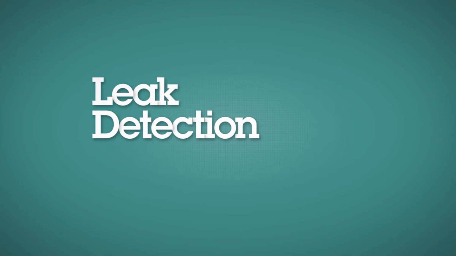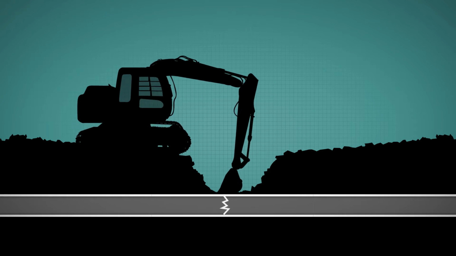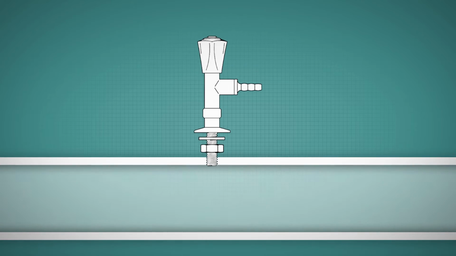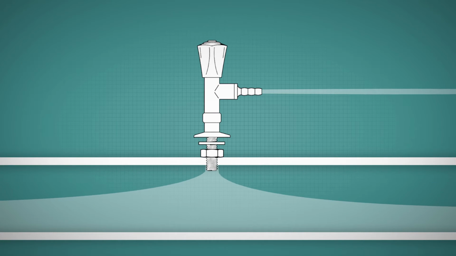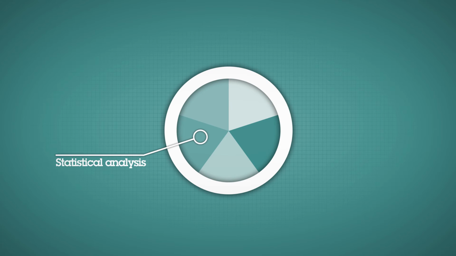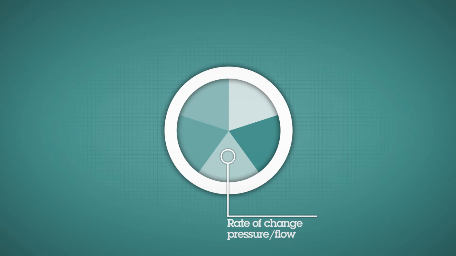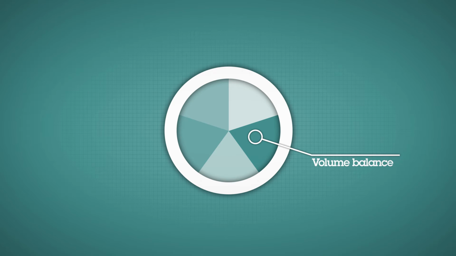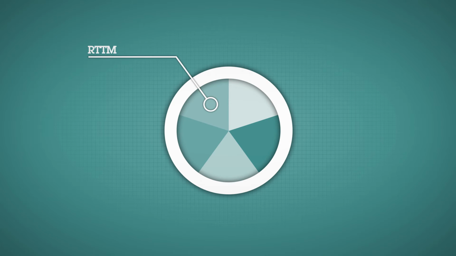Leak detection. Leaks occur for many different reasons, be it corrosion, third-party intervention, or theft. Our industry-leading solutions cover all aspects of leak and theft detection, achieving the highest sensitivity with the most accurate location identification and giving minimal false alarms.